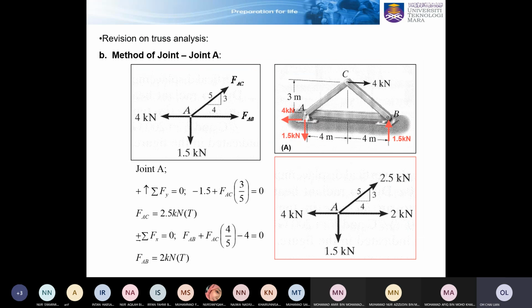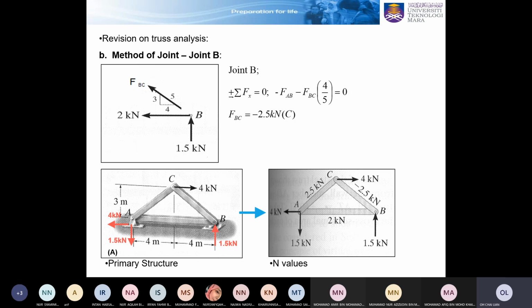This has been explained earlier, how to solve joint A, joint B. After all, you get all these member forces. These member forces you may put into the system. If it is compression, it should be in this direction. If tension, it should be going out from the joint.